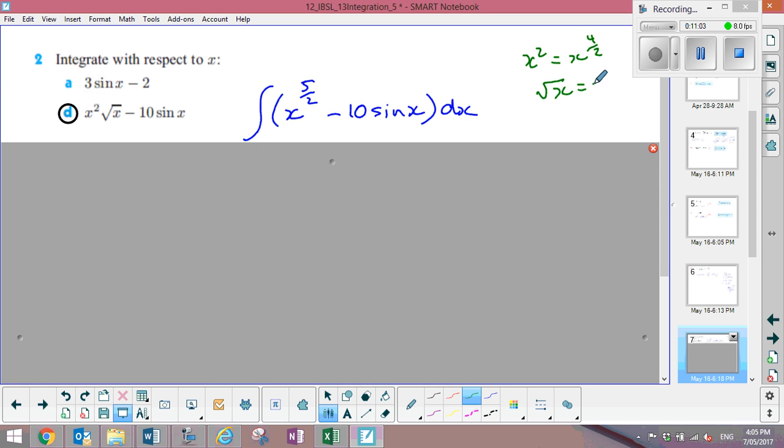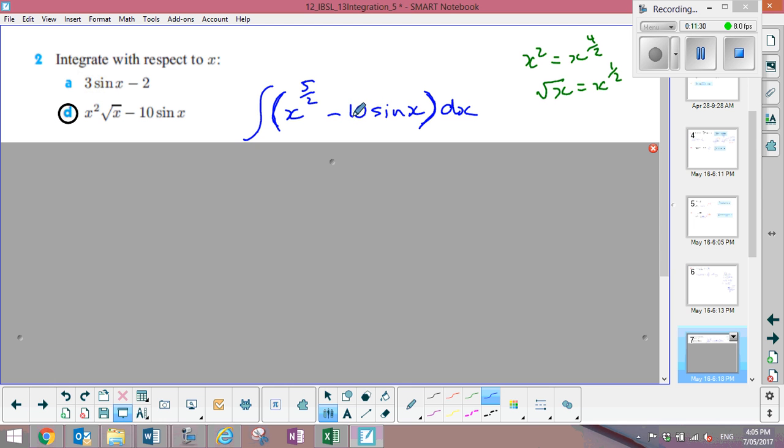So you should remember these by now. Get used to working in fractions. So that means we've got x to the 5 on 2 minus 10x. Don't forget here your brackets. When you're writing this, we want everything differentiated with respect to x. So put your brackets in dx. That's important. So now we're going to add 1 to our power and divide by the new power.